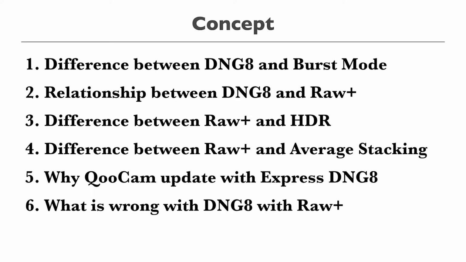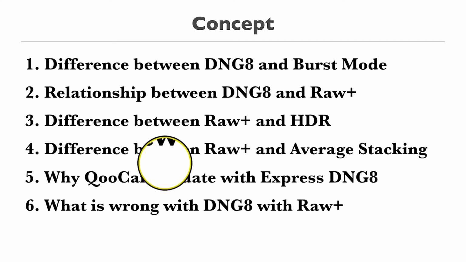The third question is the difference between the Raw Plus and HDR, right? Many people will ask, what is the difference between the Raw Plus and HDR? And what is the difference between the Raw Plus and the average stacking? Because in Raw Plus we also perform the photo stacking algorithm on a succession of DNG shots. What is the difference between the Raw Plus and average stacking?